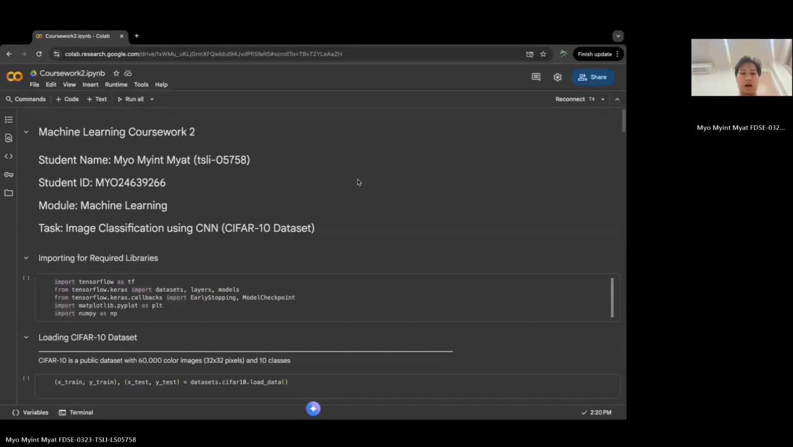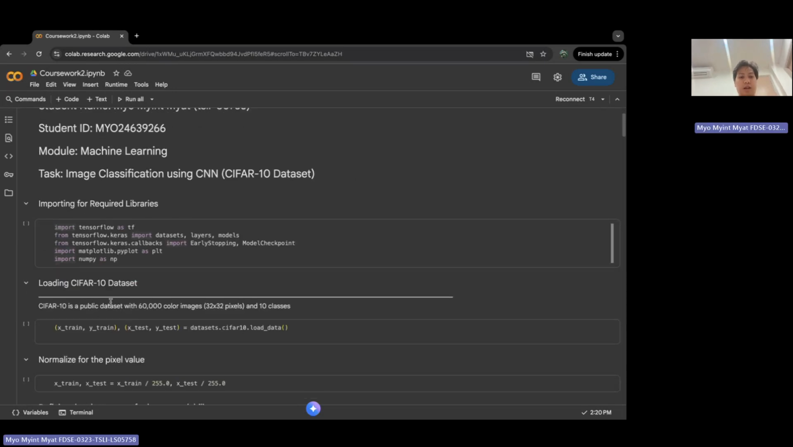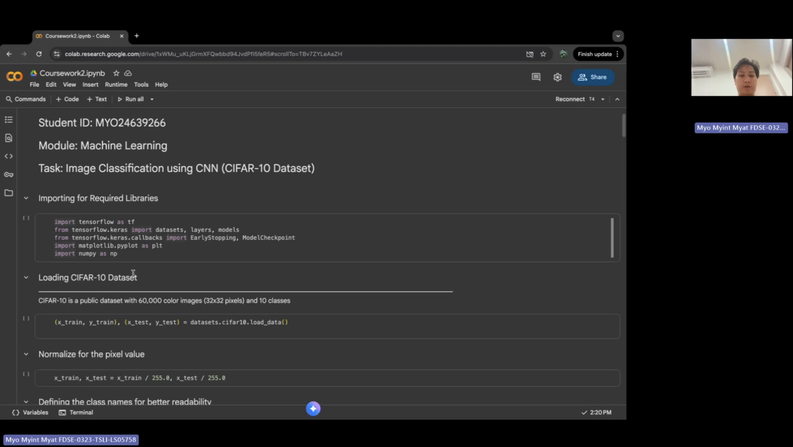So as we can see here, to begin with my project, I imported the required libraries like TensorFlow and Keras, which provide the core deep learning tools to build and train the neural network. Also, NumPy is used for numerical operations like array manipulation, and Matplotlib is used for data visualization, like plotting training curves and previewing sample images. Together, these libraries form the standard foundation for building a CNN-based image classification model.